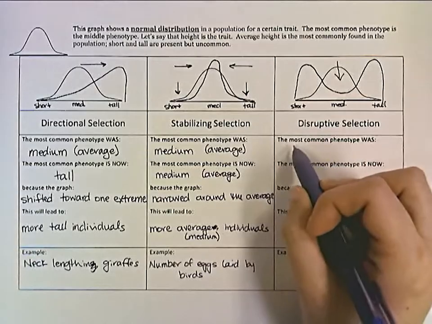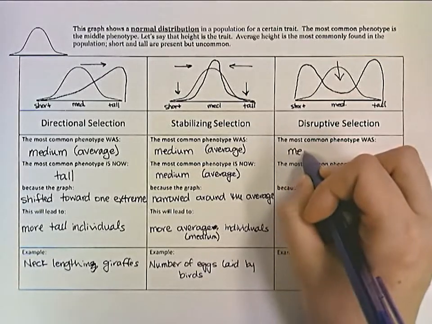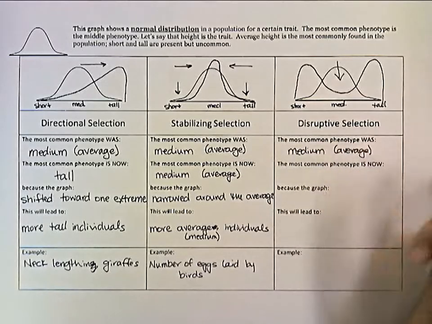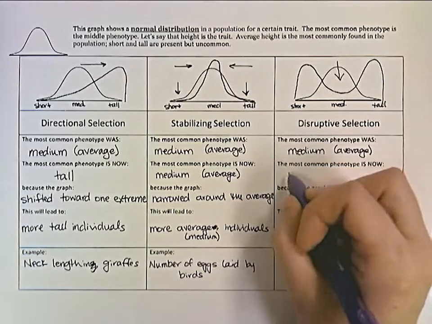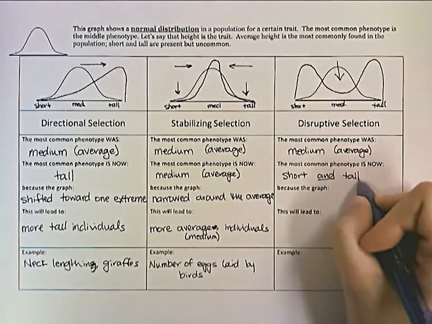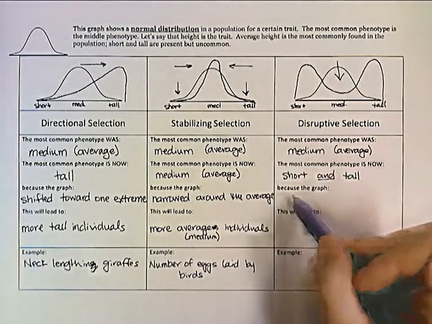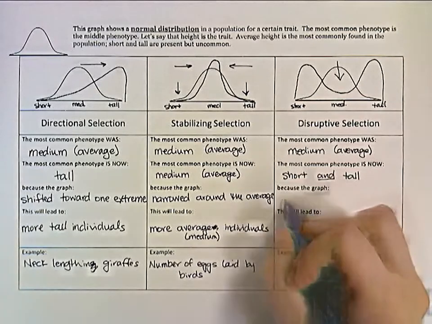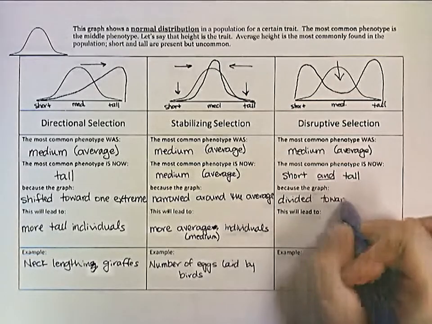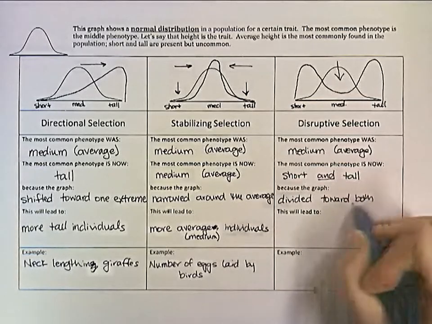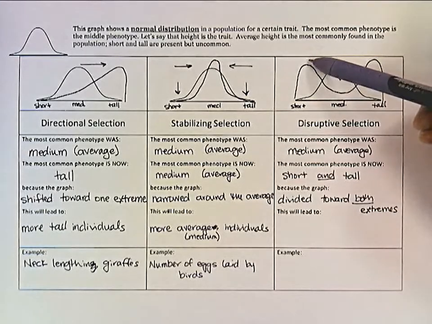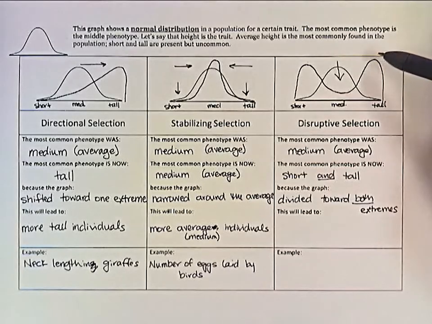So to fill out our information, the most common phenotype was medium, just like we started with all of the others. But now our most common phenotype is going to be short and tall. Both of them are equally likely to survive. We know this because the graph divided toward both extremes. So we see peaks over both the short and tall phenotypes.